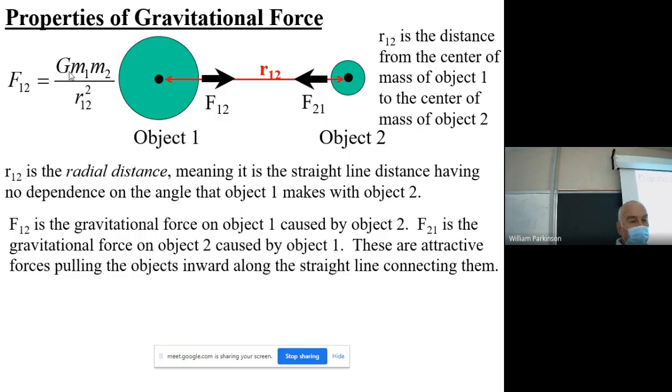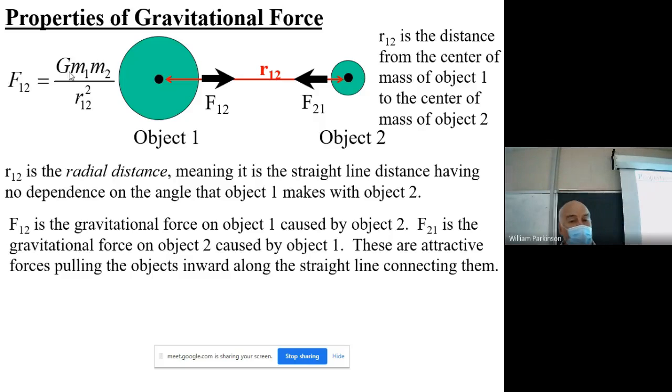Okay, now F12, as I said, is the gravitational force on 1 caused by 2. Now, if I reverse that, I could calculate F21. F21 is the gravitational force on object 2 caused by 1. Okay, so there's a number for how much pull object 1 gives to 2. There's a number for how much pull object 2 gives to 1. So now I put these two arrows in that are showing F12 and F21.